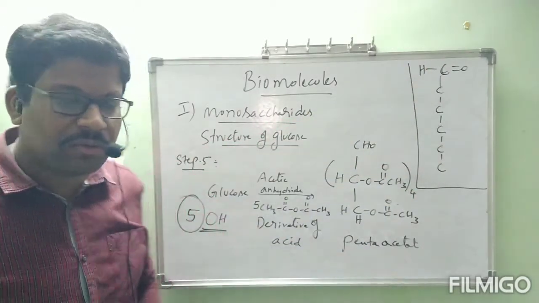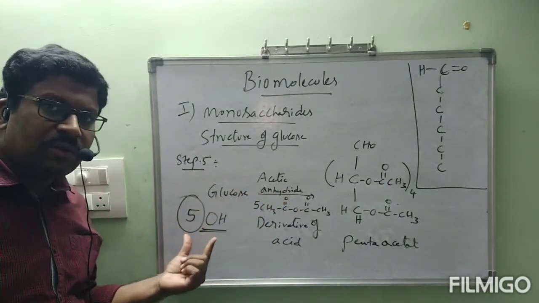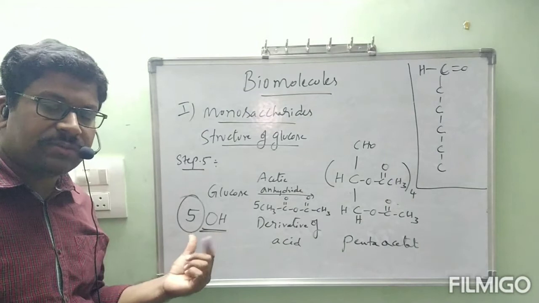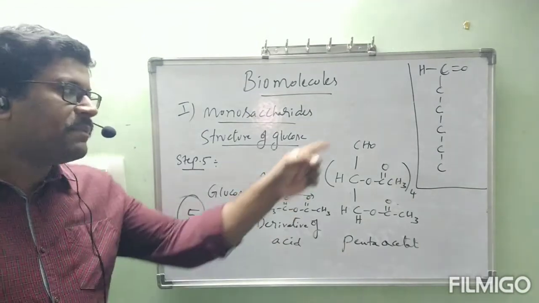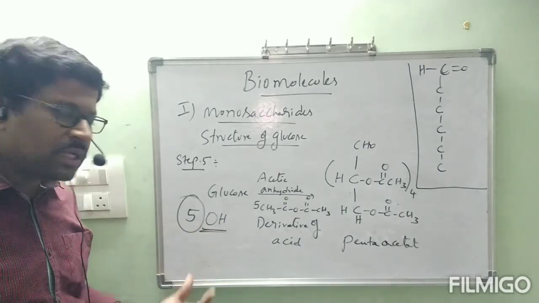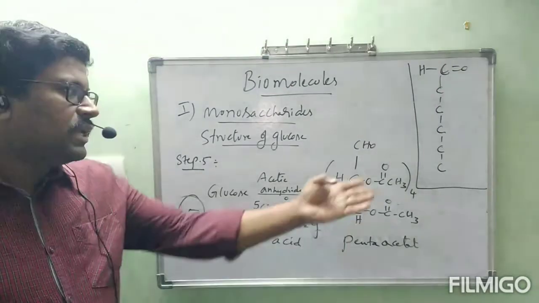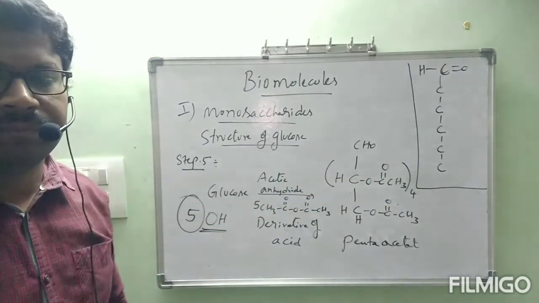Is it okay, ma'am? Now, glucose reacts with acetic anhydride. Definitely glucose must contain 5 OH groups. Then only it is possible to get pentaacetate like this. Now 5 OH groups react with 5 acetic anhydride molecules. Then we will get pentaacetate.